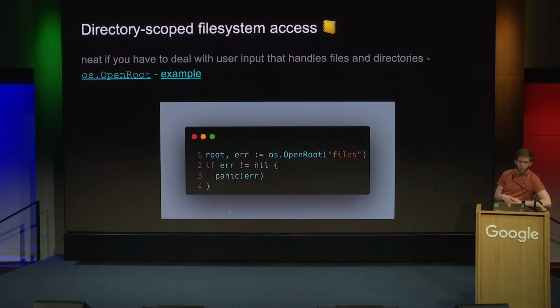Then directory scoped file system access, also a pretty cool thing, especially since more or less everyone had to do something like that in the past. Whenever you deal with user input and files, for example, you have a photo booth and you want to serve the photos that were taken before from the file system, you need to make sure that your web server only serves the photos that were taken and not some arbitrary files like /etc/shadow, in case of directory traversal attacks.